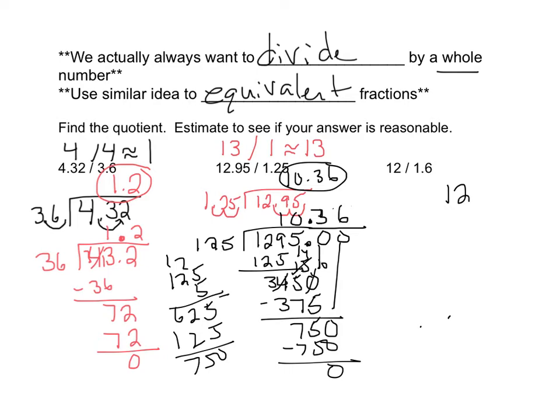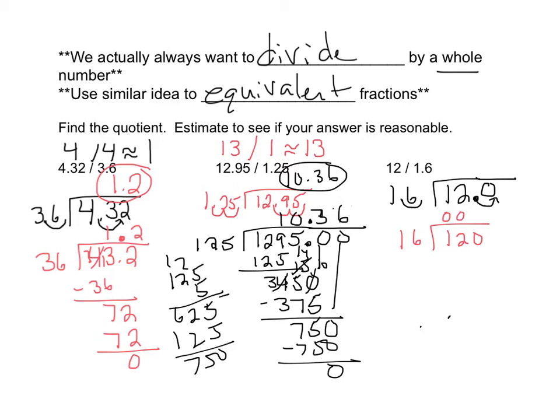We're looking at the 12 and dividing it by 1 and 6 tenths. I'm going to move my decimal point over one spot. Remember, 12 is a whole number, so the decimal point is at the end. We need to move it over one spot, so this actually becomes 120. So the actual problem that we're going to be looking at is 120 divided by 16.